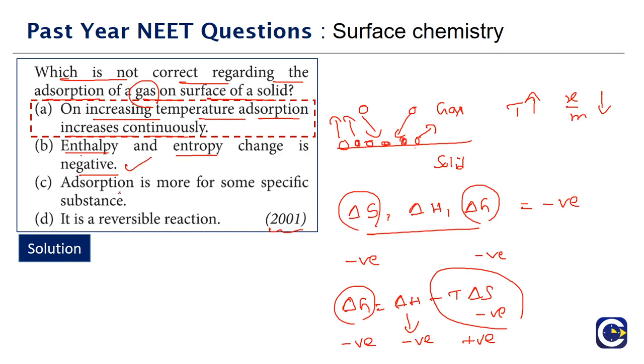Option C is saying that adsorption is more for some specific substances, especially when we talk about chemisorption or chemical adsorption, then it will be selective in nature. So it will be more for specific types of substances. And option D, so this is also correct. Option D is saying that it is a reversible reaction, which is true. Adsorption can be reversed.